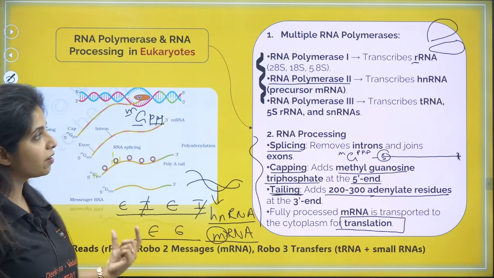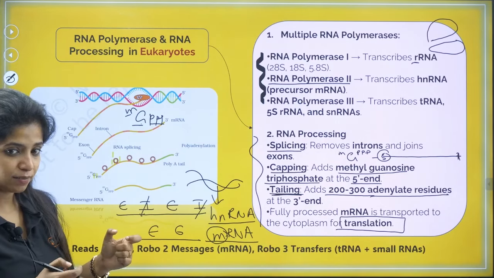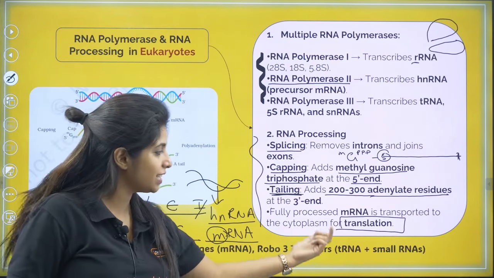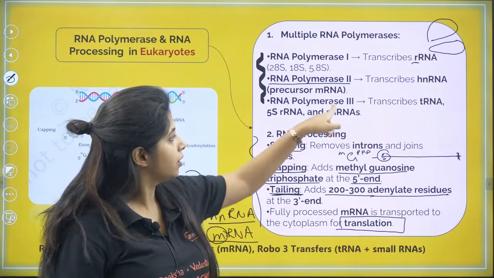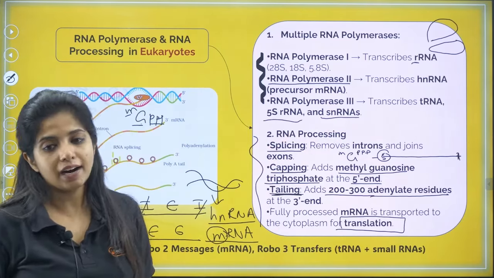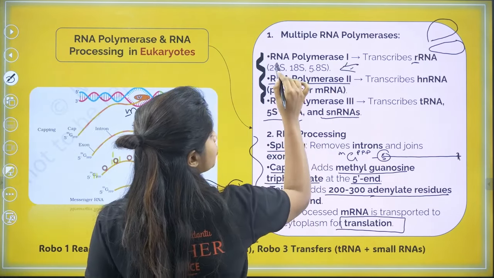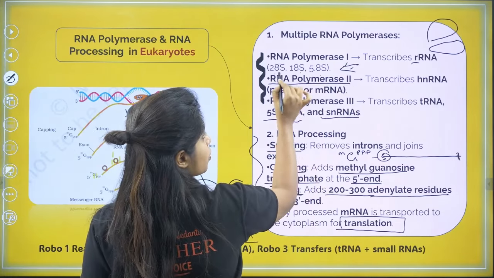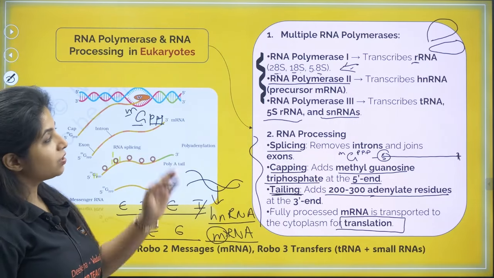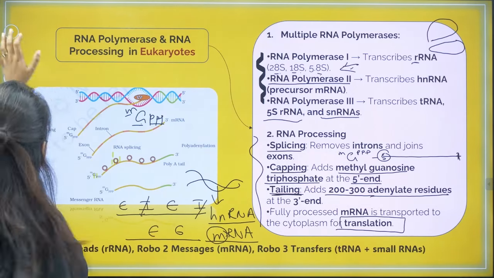So Robo 1 reads, read stands for rRNA. Robo 2 messages, okay, mRNA. Robo 3 transfers, that means tRNA as well as small nuclear RNA, and one exception is there, that is 5S rRNA. You can remember like this, it is very much important. And the subunits, my dear children, are different: 28S, 18S, 5.8S. So these RNA polymerases are different in the case of eukaryotes, since we are what? More complex in nature.